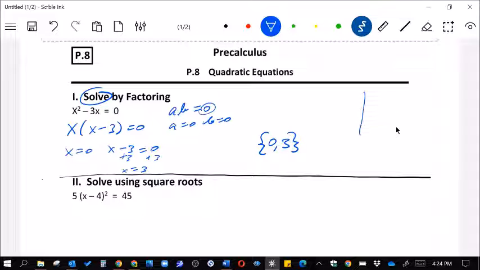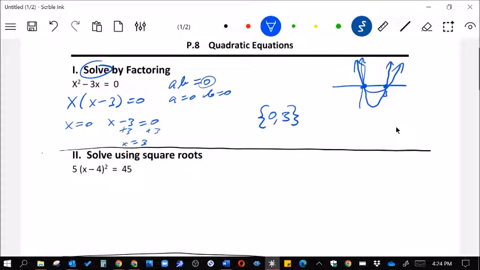And what that actually means is that those two places are where a graph of something crosses. It could be more like this for all we know, but that's why other information would help us to do that. But we know that it crosses the x-axis at those 2 points.